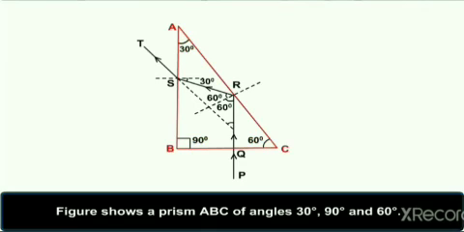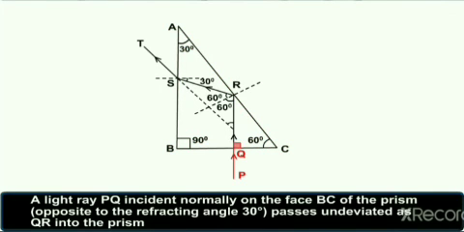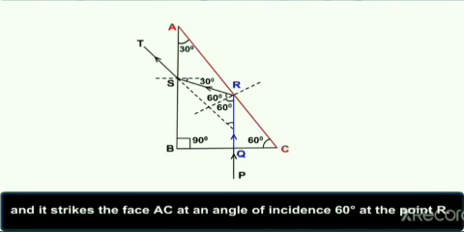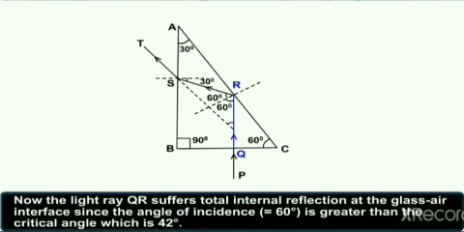Figure shows a prism ABC of angles 30 degree, 90 degree, and 60 degree. A light ray PQ incident normally on the face BC of the prism, opposite to the refracting angle 30 degrees, passes undeviated as QR into the prism, and it strikes the face AC at an angle of incidence 60 degrees at the point R. Now the light ray QR suffers total internal reflection at the glass-air interface, since the angle of incidence, which is equal to 60 degrees, is greater than the critical angle, which is 42 degrees.